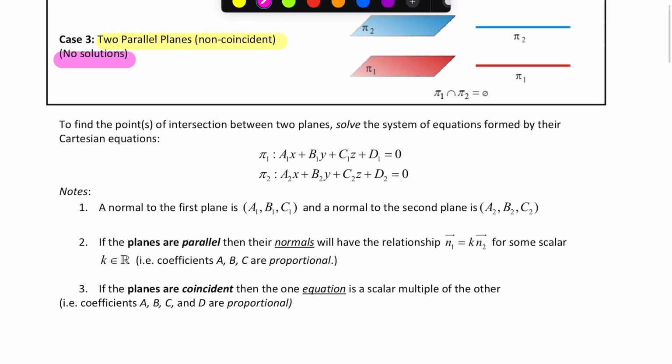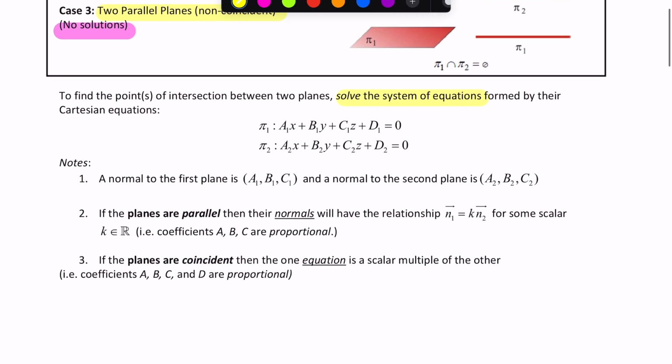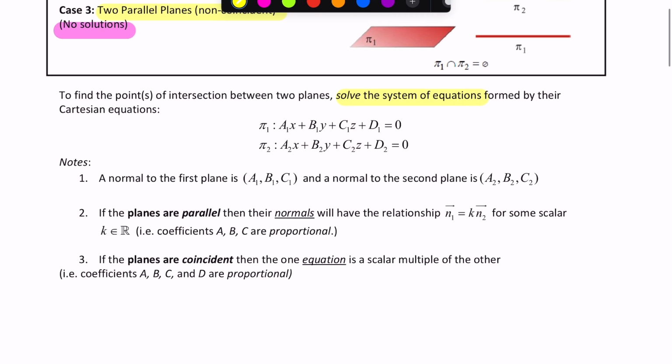So here, to find the points of intersection between two planes, we're going to solve the system of equations formed by their Cartesian equations. So here we have plane number one represented by a1x plus b1y plus c1z plus d1 is equal to 0. And plane number two would be represented by the equation a2x plus b2y plus c2z plus d2 is equal to 0.